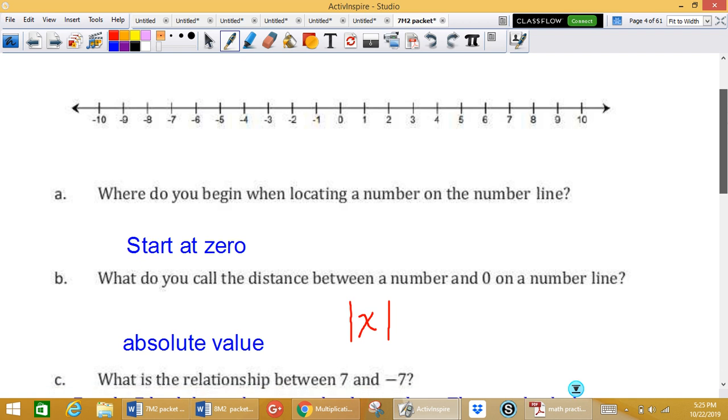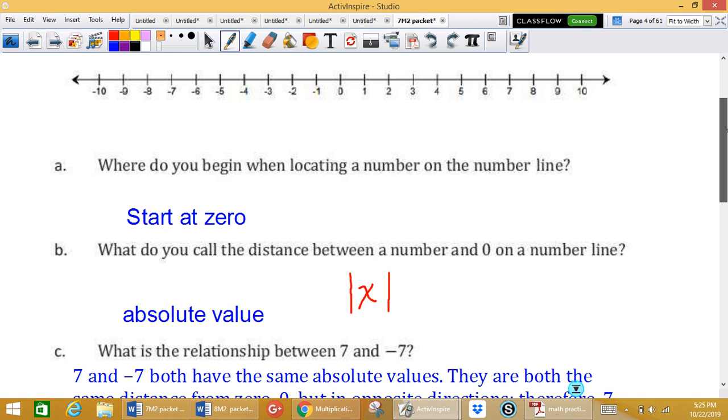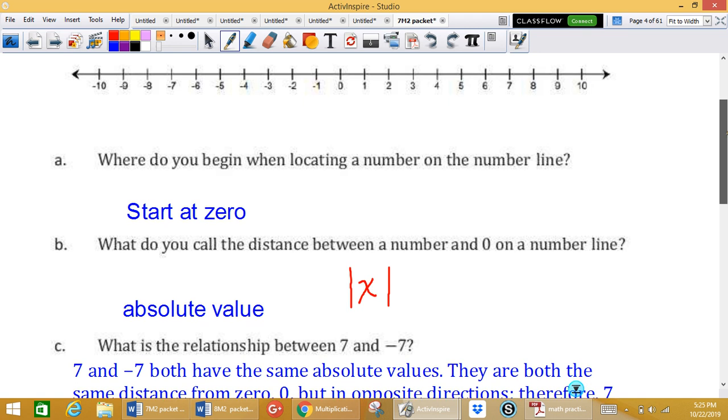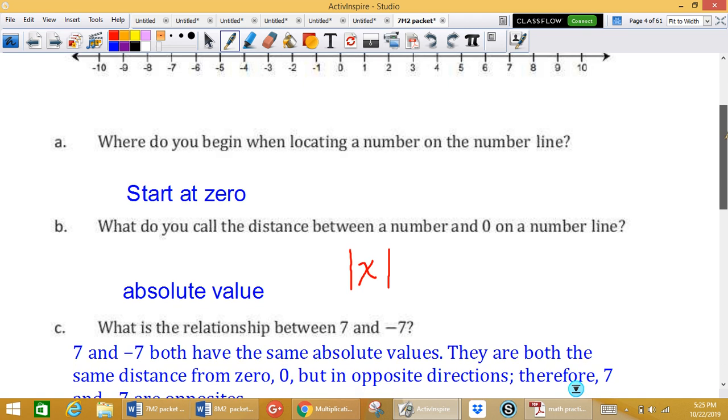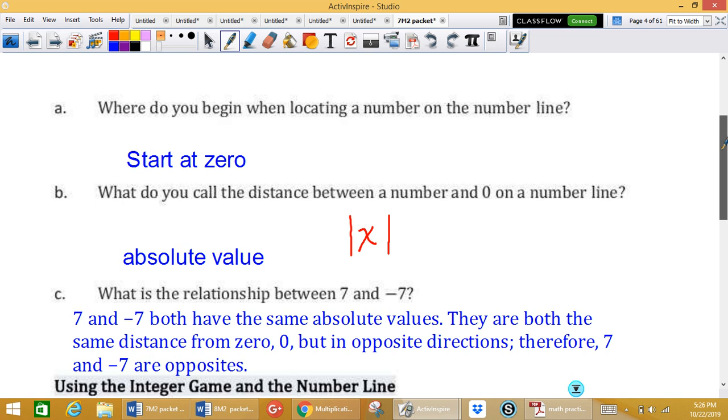What is the relationship between 7 and -7? 7 and -7 both have the same absolute value. They're both 7 units from 0. They are both the same distance from 0, but in opposite directions. Therefore, 7 and -7 are opposites.